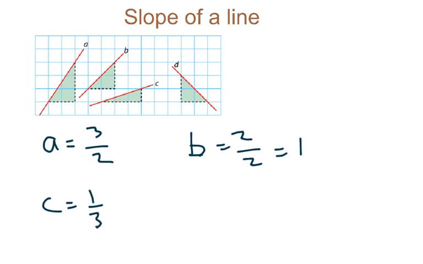Now D is a negative one. D is a negative slope, but the rise is still 2 and the run is still 2. So it's 2 over 2, but it's minus. So D is equal to minus 2 over 2. That's equal to minus 1.